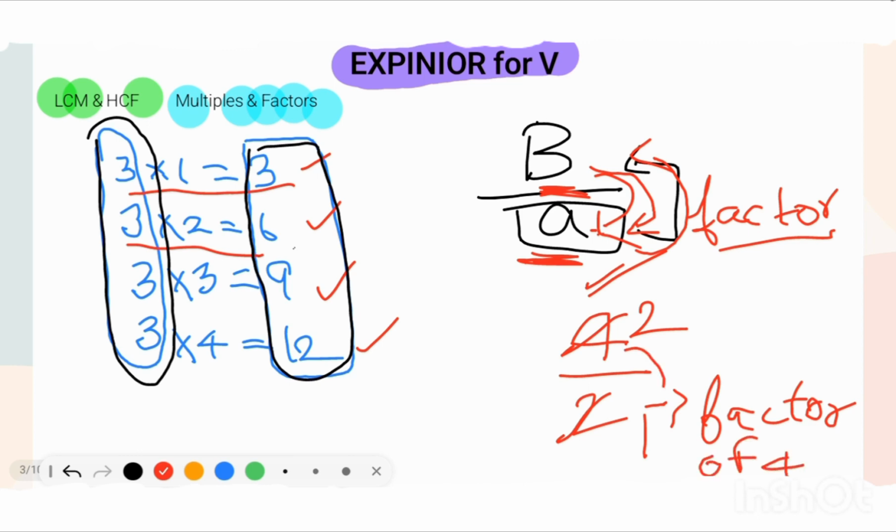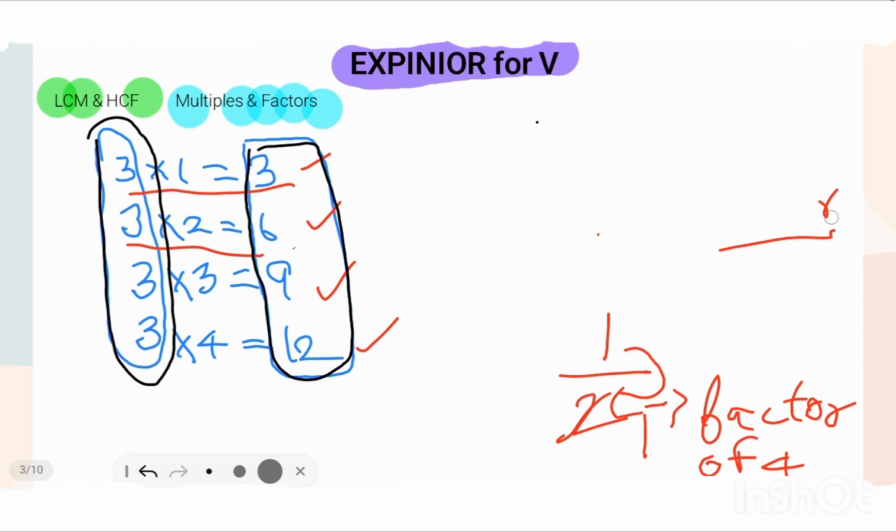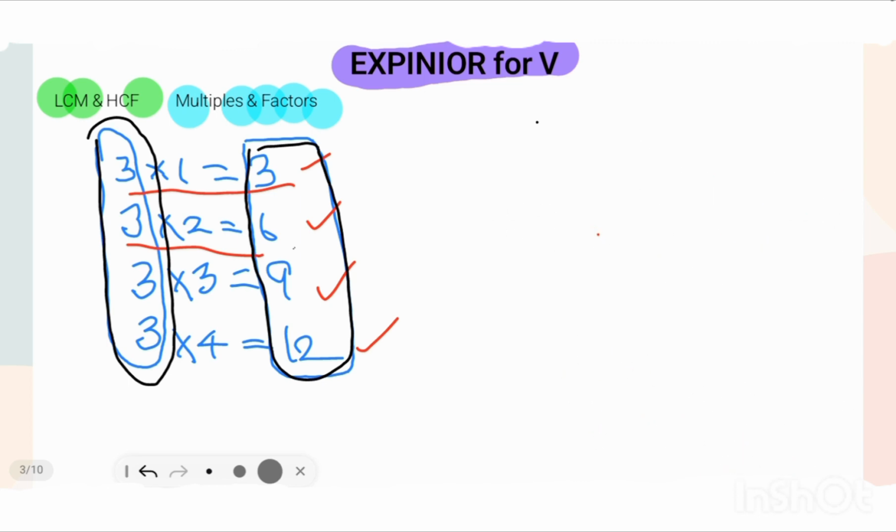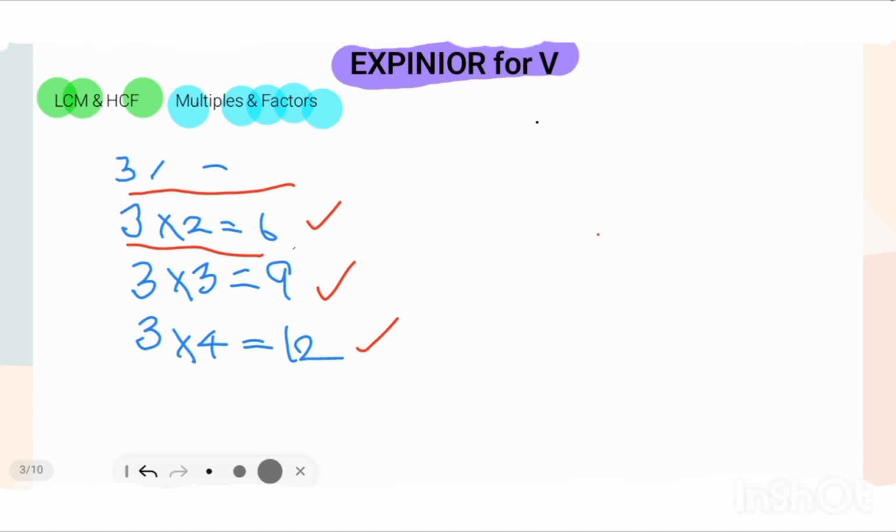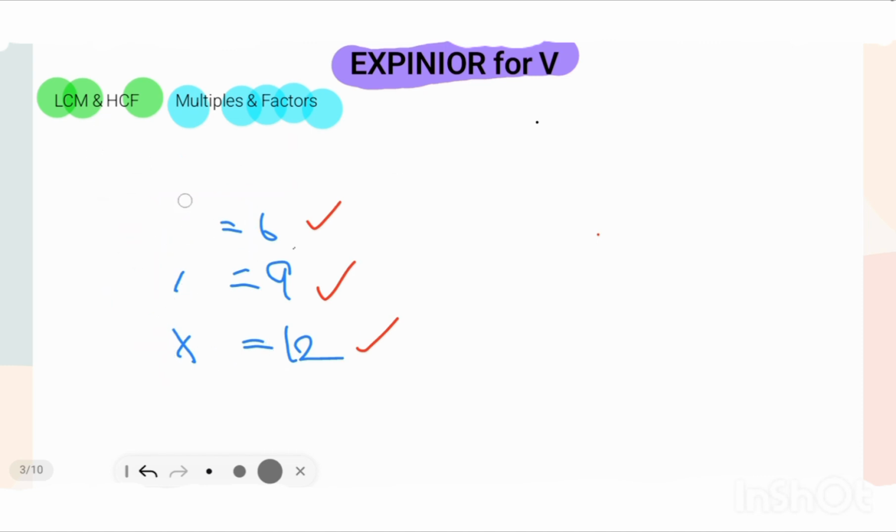And what we will say? 4 is a multiple of 2. 2 is a factor of 4 and 4 is a multiple of 2. So this is a way of understanding factors and multiples. Okay, so I hope you understood the meaning of factors and multiples. So now we can happily enter into LCM and HCF.